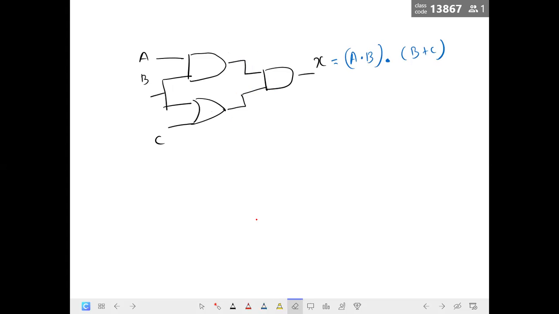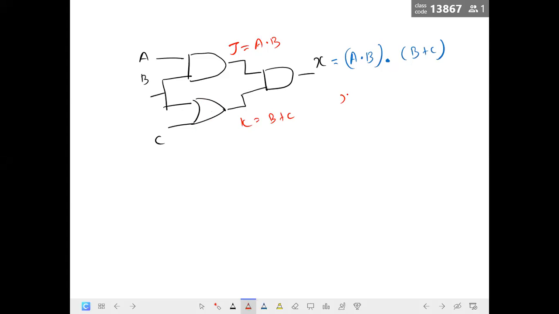You will not get it in the same way, right? Here the J, then J equals A and B because this is an AND gate. Here the K output is K, right? K equals B or C because this is the OR gate.